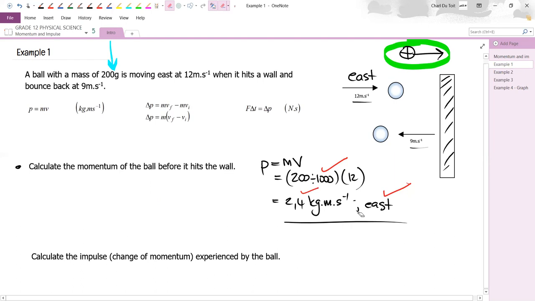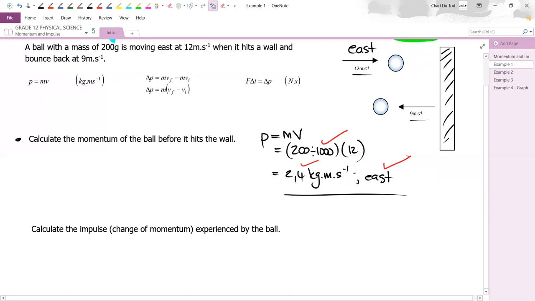Not everything is vectors. We're going to be working with energy sums, which aren't vectors, they don't get direction. But at the moment we're working with vectors, so you need to get the direction. Right, next one. Calculate the impulse or change of momentum experienced by the ball.